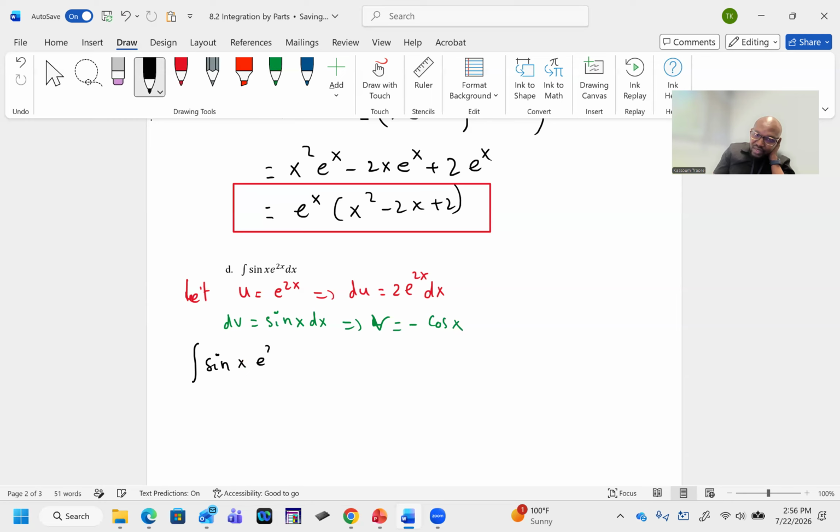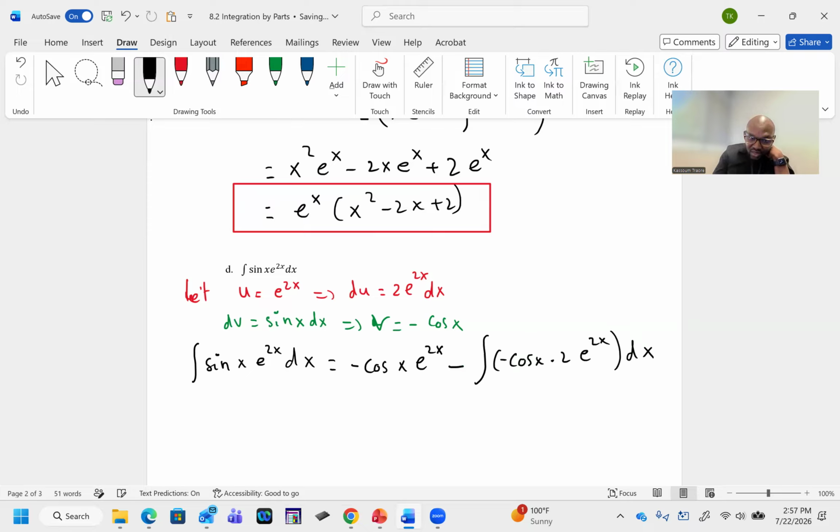So that means if I do my integration by parts, the integral of sine of x e to the power of 2x dx will be equal to u times v, which will be negative cosine of x e to the power of 2x, minus the integral of v du, right? My v is negative cosine of x times 2 e to the power of 2x dx.